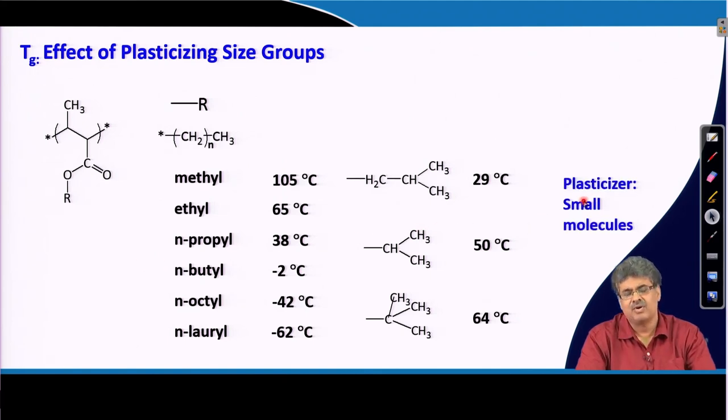If we add small molecules which are miscible, which dissolve in the polymer matrix, it actually decreases the Tg quite significantly, and that is used for aiding polymer processing. If the polymer Tg is higher, then these plasticizers are added to decrease the Tg to help in processing, and that happens because on dissolving small molecules, the free volume increases.